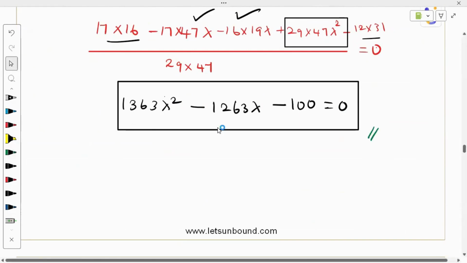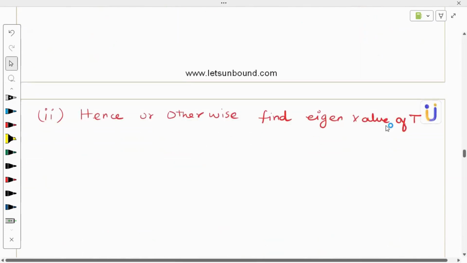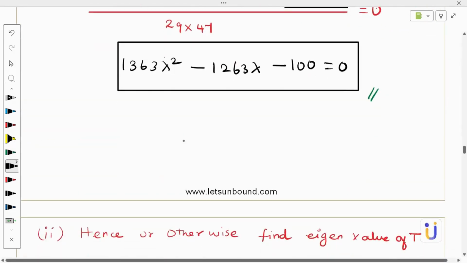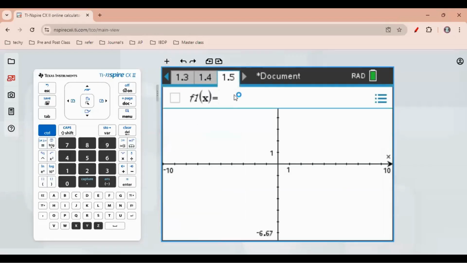So that's simple. And next, we have to hence or otherwise find the eigenvalues for T. When you have the characteristic polynomial, finding eigenvalues just means solving it. So just graph this polynomial and find the zeros. Again, we're going to take the help of technology here to find the eigenvalues. Here we go, and we're going to graph it.